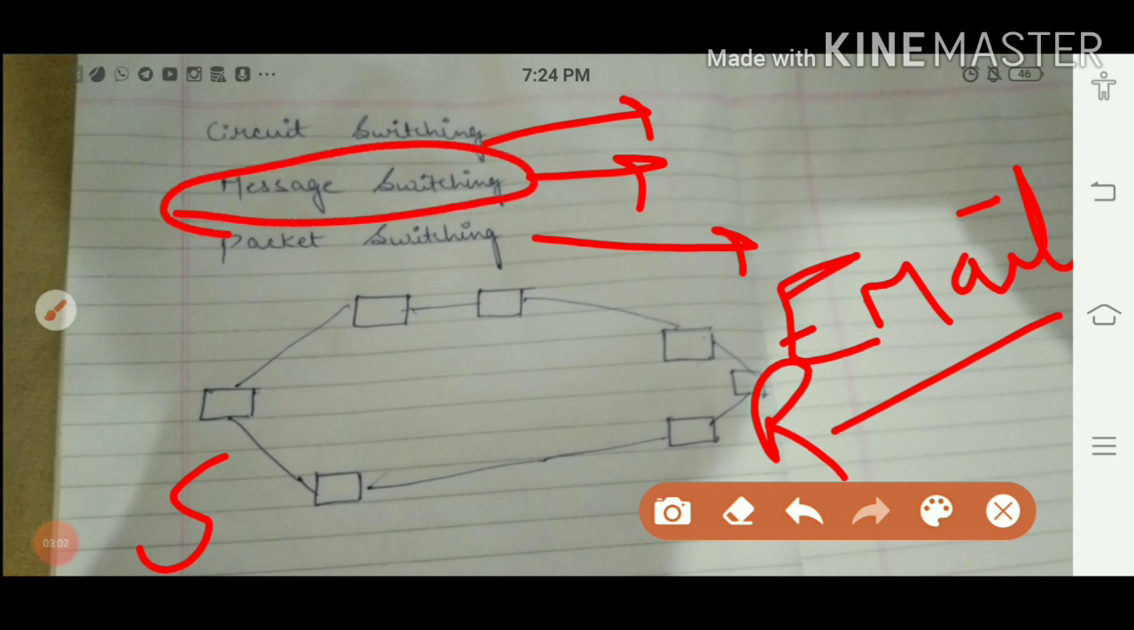Message switching and packet switching work similarly, the only difference is how the data is transferred. In message switching the complete data moves, in packet switching it moves in the form of packets. So these are the topics that we discussed in yesterday's class.